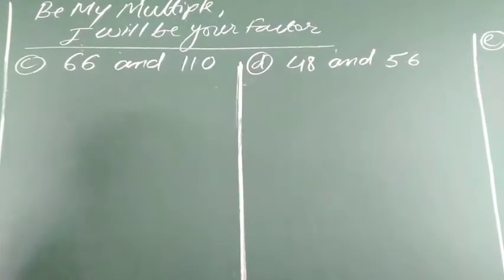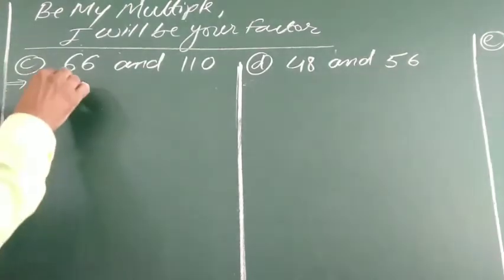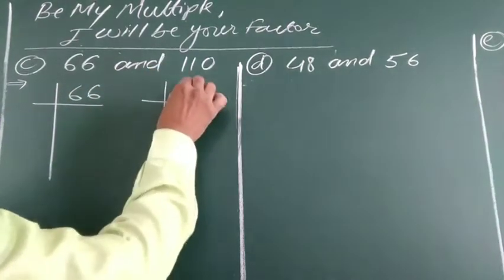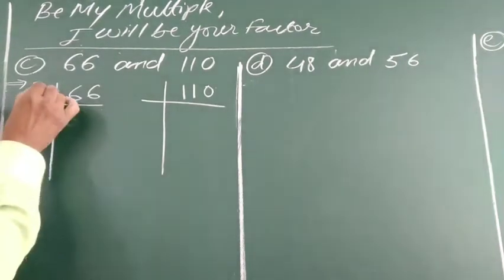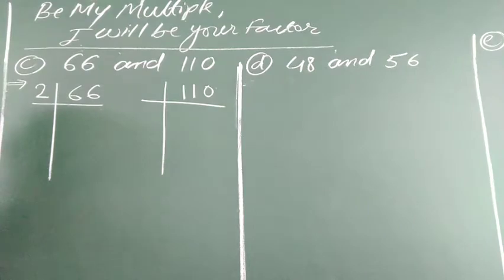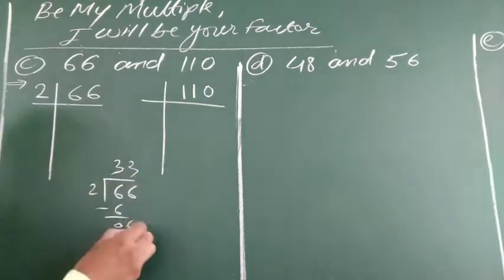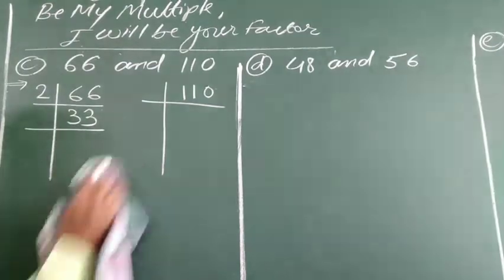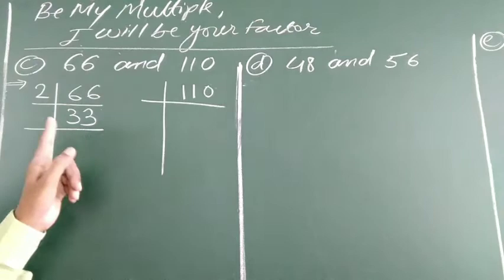Next, it is 66 and 110. आइए 66 को डिवाइड करते हैं और यहाँ पर 110 को डिवाइड करते हैं, फैक्टर बनाते हैं 66 के. You see, it is even number, so we can divide by 2. So when you will divide 66 by 2, 2 3s are 6 and 2 3s are 6. It is 33. Then it is odd number, so it will not be divided by 2.